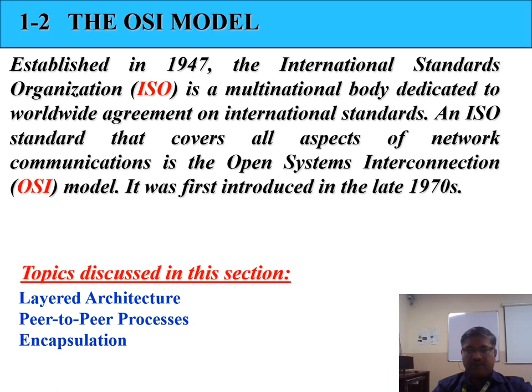An open system is a set of protocols that allows any two different systems to communicate regardless of their underlying architecture. The purpose of the OSI model is to show how to facilitate communication between different systems without requiring changes to the logic of the underlying hardware and software. The OSI is not a protocol; it is a model for understanding and designing a network architecture that is flexible, robust, and interoperable.